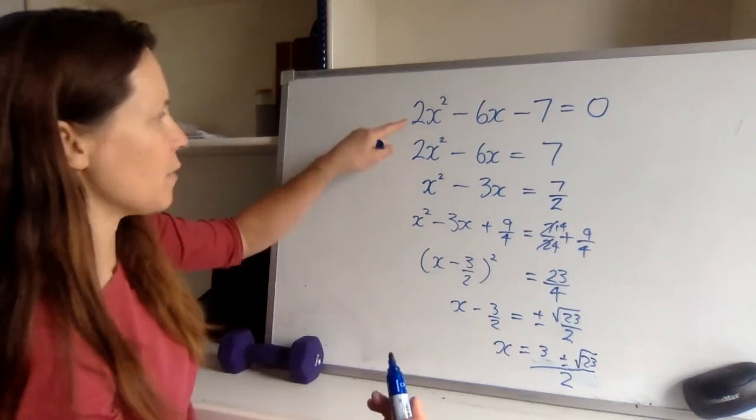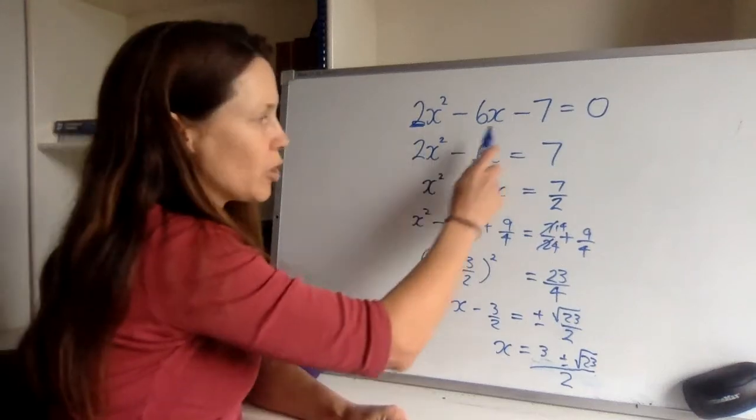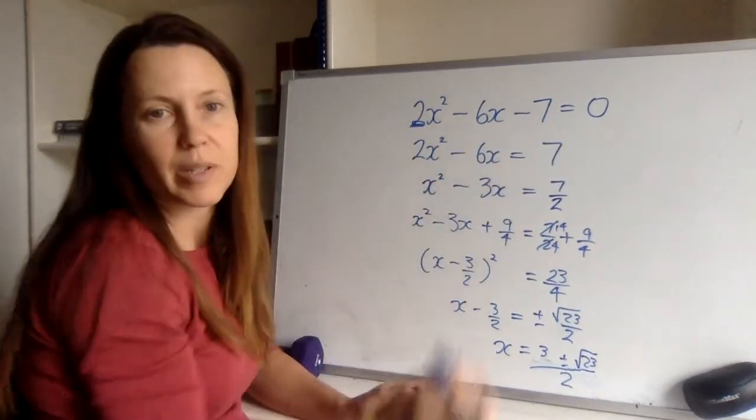So this one, if you've got a coefficient out the front, start by dividing the entire equation, every term in it, by that number, and then proceed as we did before.